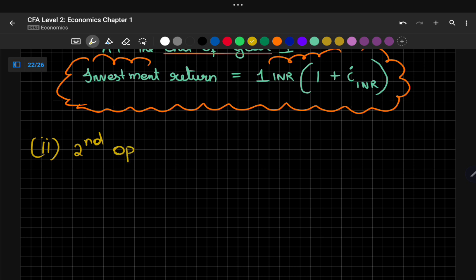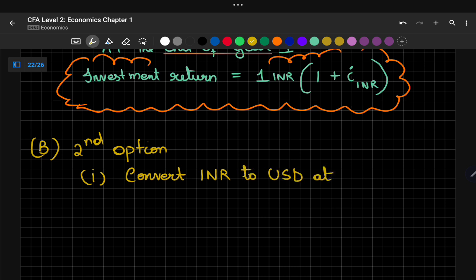So in this case, since we are looking at the USD to INR currency pair, what the investor will do is, first, the investor will convert INR to USD. At what price? At the current USD to INR spot rate. So the investor would convert INR to USD at the current spot rate.